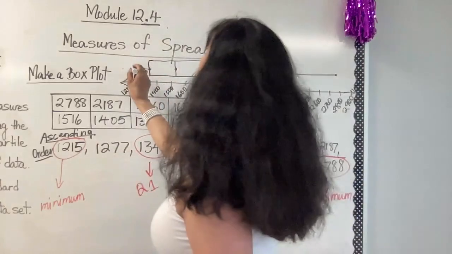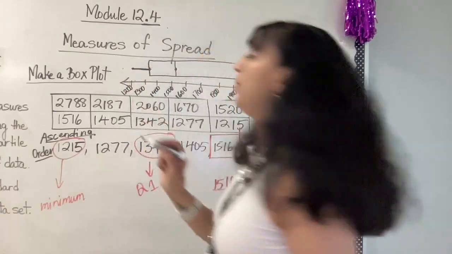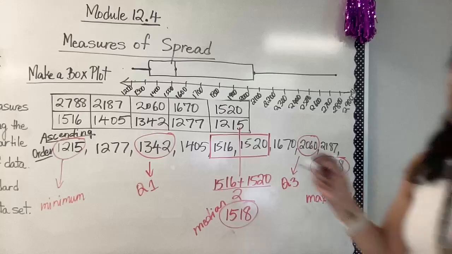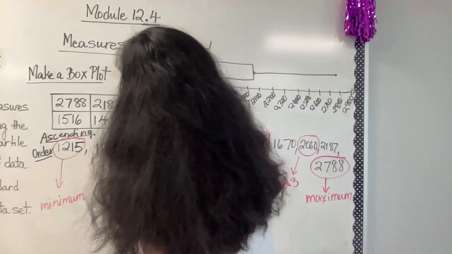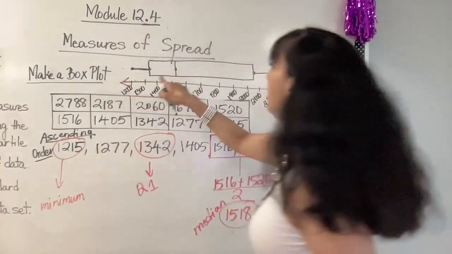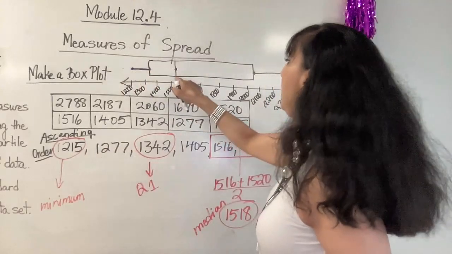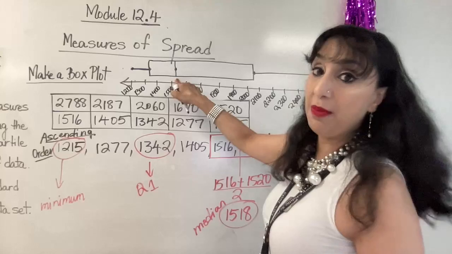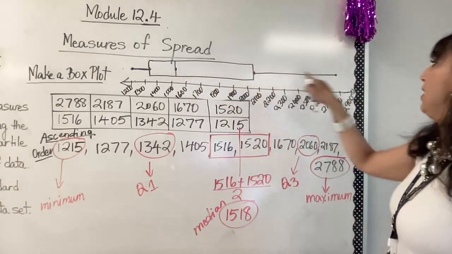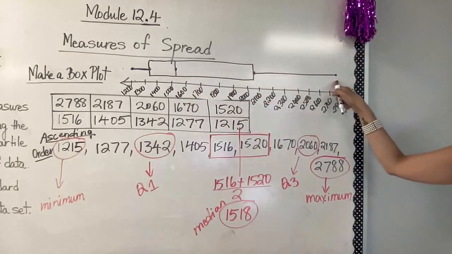So now I have my 5 points all plotted over here. And that's how I make a box and whisker plot. This is telling me the minimum. This is telling me the first quartile, the second quartile, which is the median, third quartile, and I have my maximum.